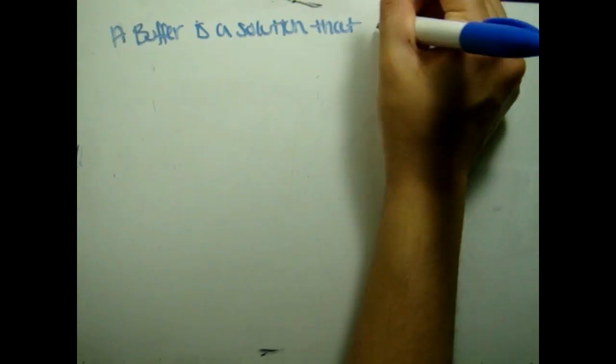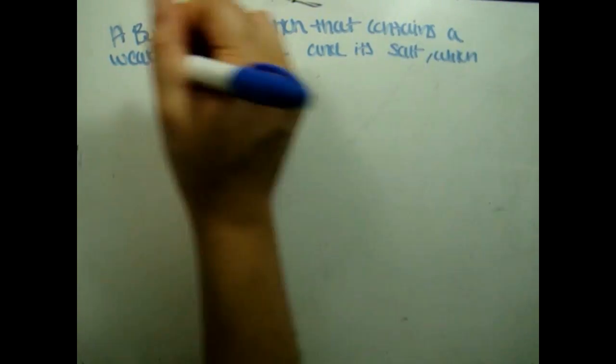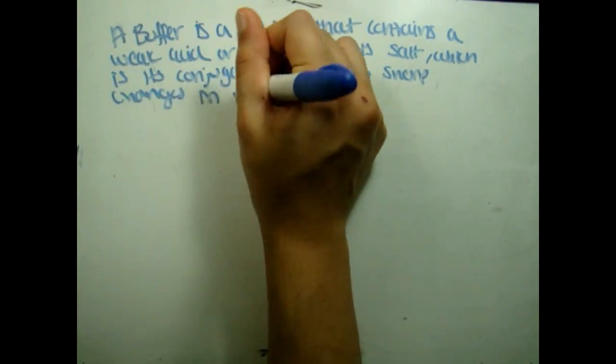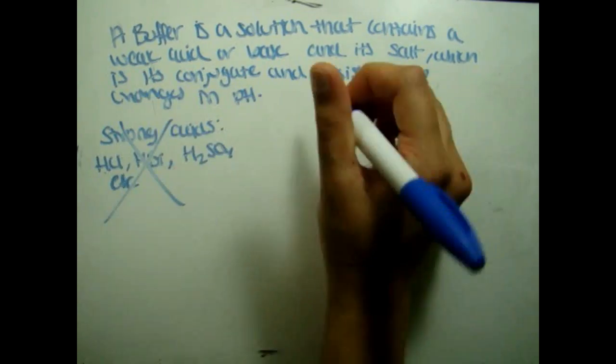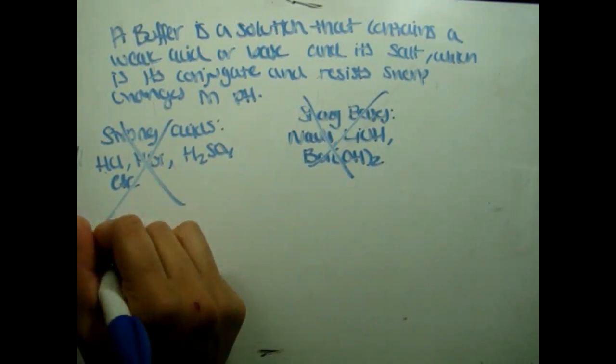Buffers. A buffer is a solution that contains a weak acid or a weak base and its salt, which is its conjugate, and resists sharp changes in pH. Buffers cannot be made up of strong acids like hydrochloric acid, hydrobromic acid, or sulfuric acid, or strong bases like lithium hydroxide, sodium hydroxide, and barium hydroxide, because they completely dissociate.